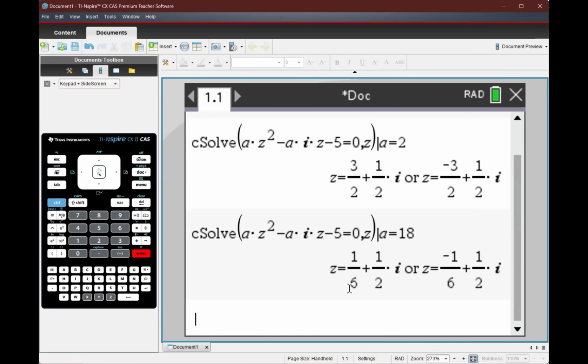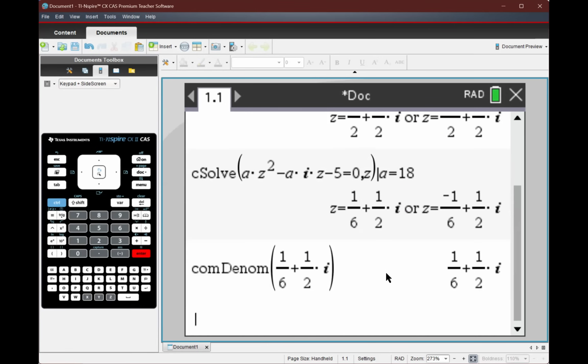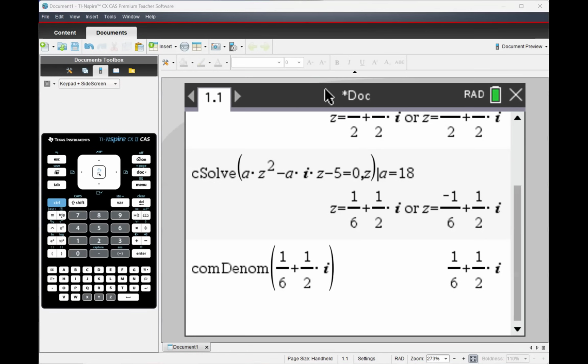Just notice you could actually combine these two terms into one to match the form provided in the options. For example, the command is comDenom. This one actually doesn't do much, so you could actually do this one by hand: (1 plus 3i) over 6, and (minus 1 plus 3i) over 6, okay? So that is question 5. You should choose option A.